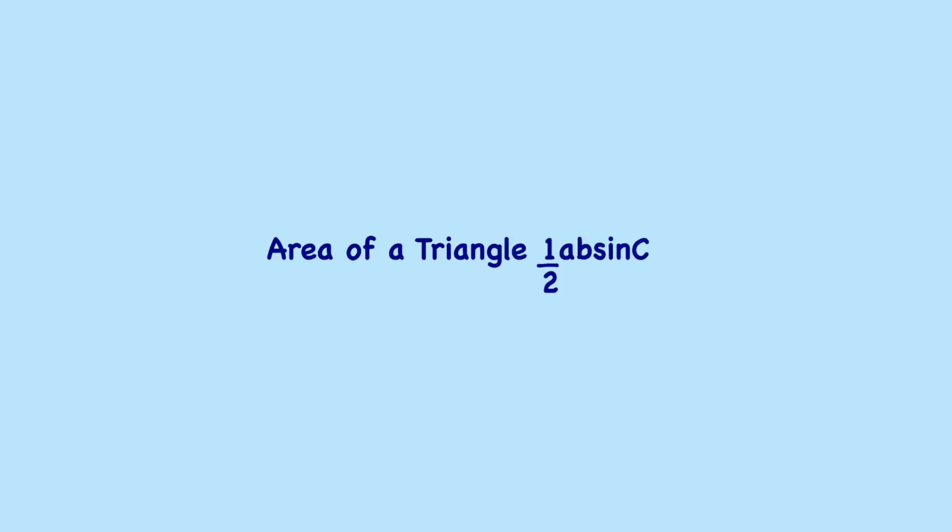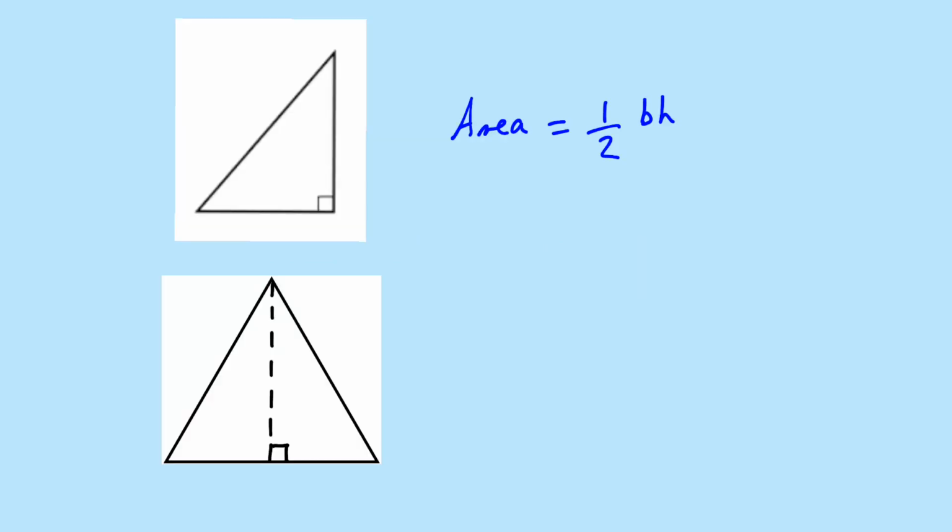Area of a triangle, half AB sine C. You will have come across the area of a triangle in this format. This is used in either a right angle triangle or a triangle where you know the perpendicular height. For example, if we knew the base B and the height of this triangle, or the base B and this perpendicular height of this triangle.